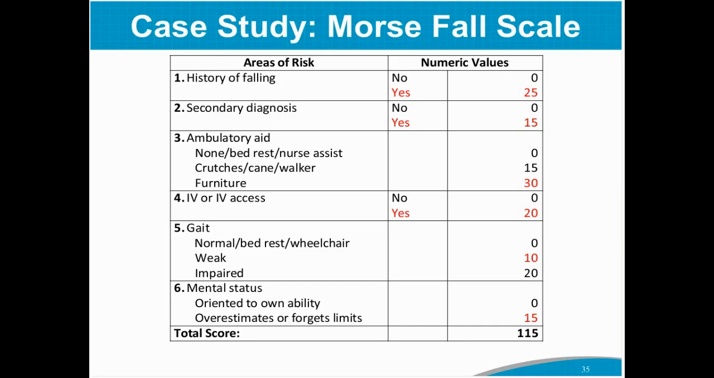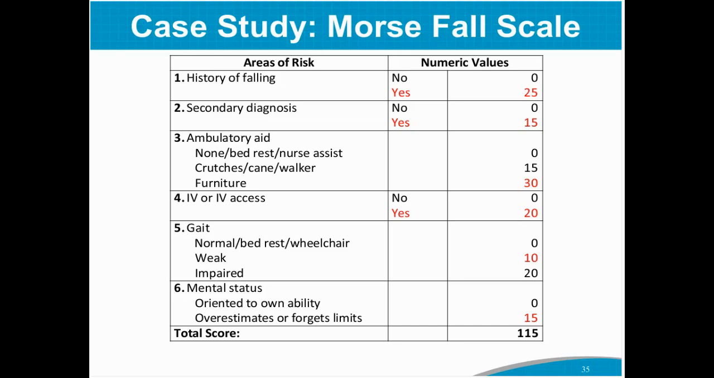This patient does have an IV, and so that area of risk is positive. And the nurse did an assessment of the patient when he was walking to the bathroom, and the patient, once he had his cane, the ambulatory aid that he's supposed to use, had a weak gait. And so the weak gait is an additional 10 points. And then for mental status. So while this patient seems to be alert and oriented, he does overestimate his ability and believes that he's safe to go to the bathroom by himself. And so mental status is positive.